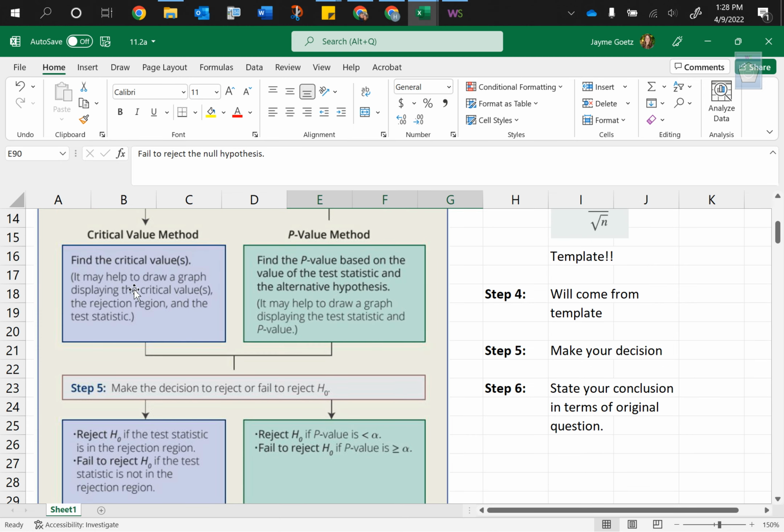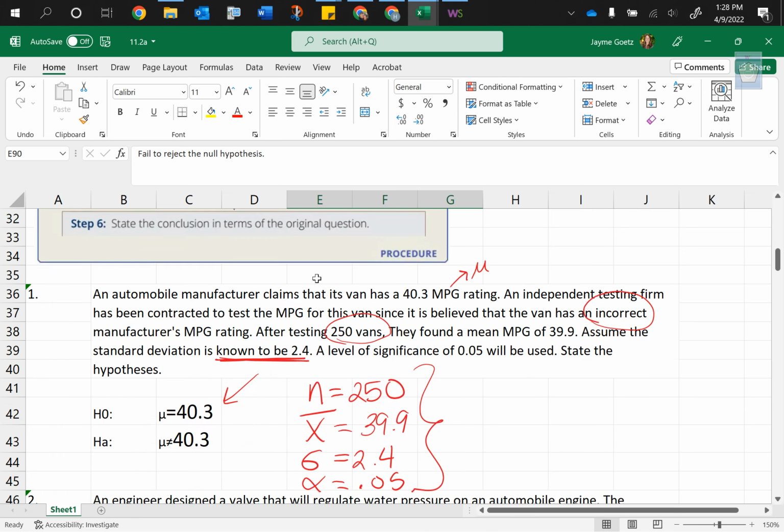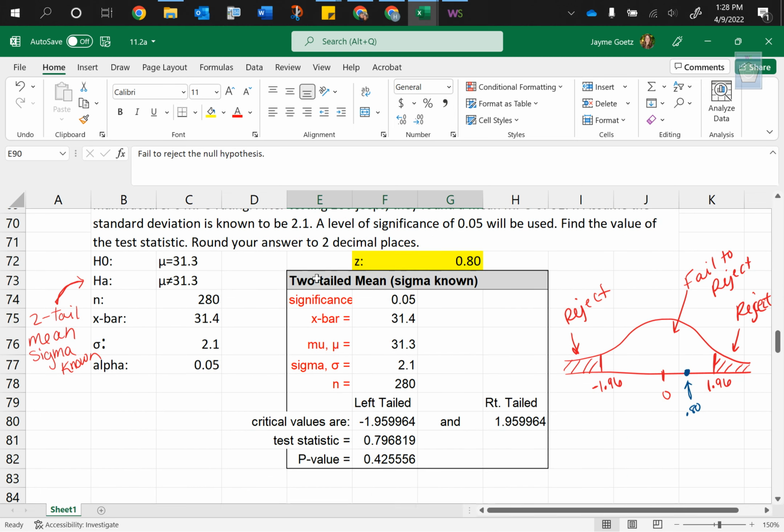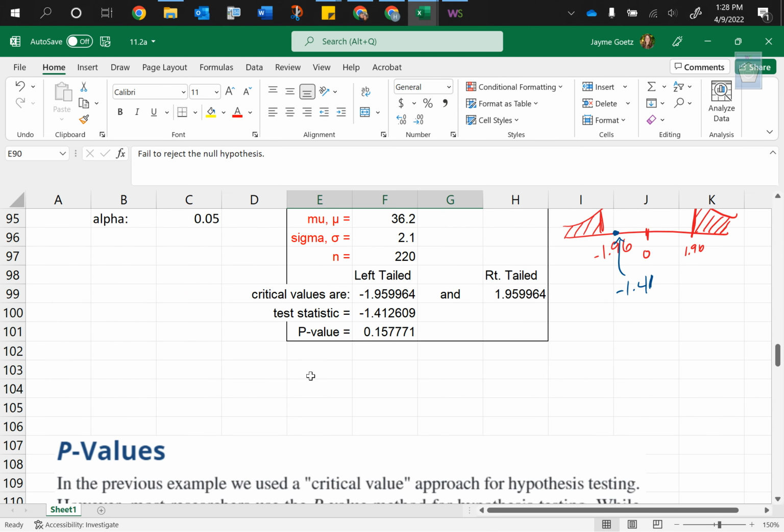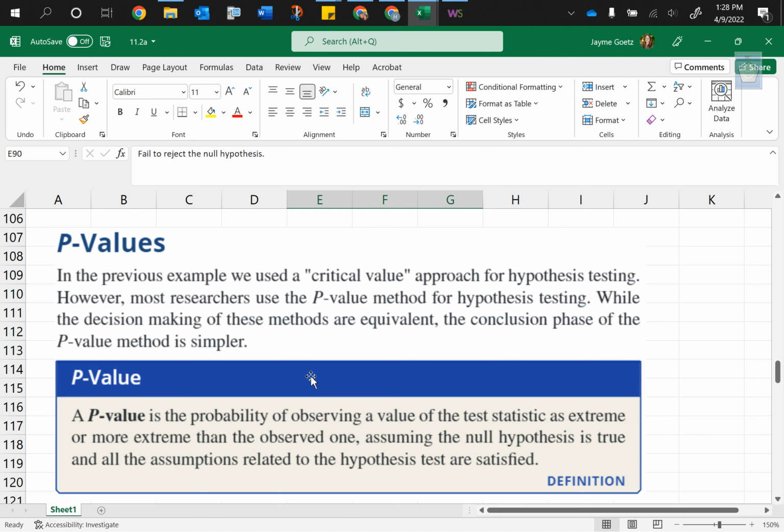Now the p-value is based, it says find the p-value based on the value of the test statistic and the alternative hypothesis. So check this out. The p-value method down here below this, I'm going to talk about it just a little bit more. It says, in the previous example, we used a critical value approach for hypothesis testing. However, most researchers use the p-value method for hypothesis testing. While the decision-making of these methods are equivalent, they're going to get you the same answer, the conclusion phase of the p-value method is much simpler.